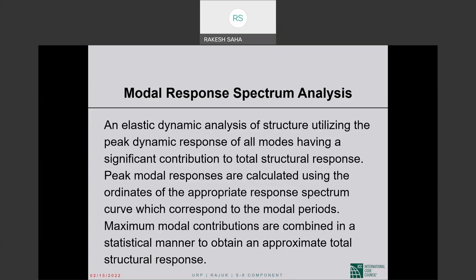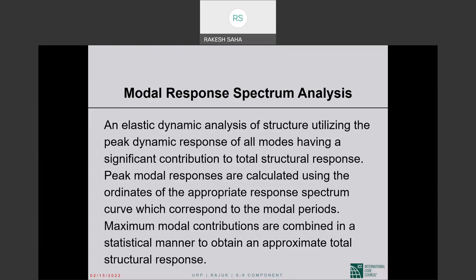An elastic dynamic analysis of structure utilizing the peak dynamic response of all modes. This is important. In modal response spectrum analysis, we are concerned only about the peak response of the various modes, not the history of response. Okay, our sole preoccupation is with maximum values. So modal response spectrum analysis is an elastic dynamic analysis of structure utilizing the peak dynamic response of all modes having a significant contribution to the total structural response.